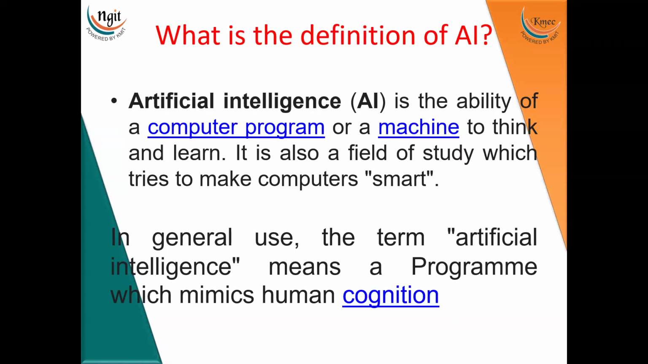Good morning, everyone. Let us continue the last class session. That is, we stopped at the definition of AI that we discussed. It is the ability of a computer program or a machine to think and learn. It is also a field of study which tries to make computers smart.